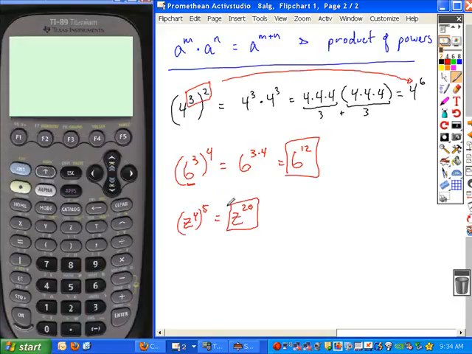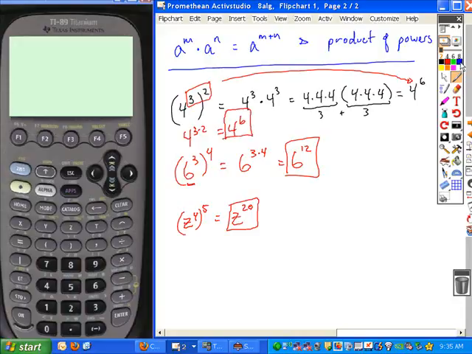On the first one, did you mean 4 to the 5th accidentally? Oh, I know. 4 to the 5th. On this one? Yeah, because the shortcut is to multiply the powers. So 3 times 2 would give you the 6th.